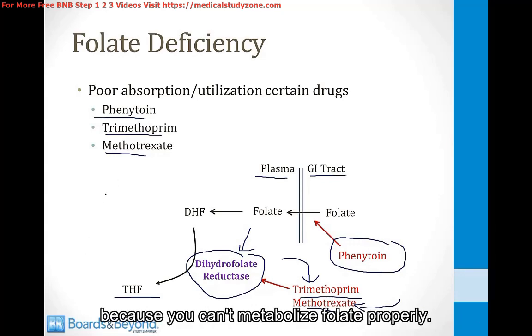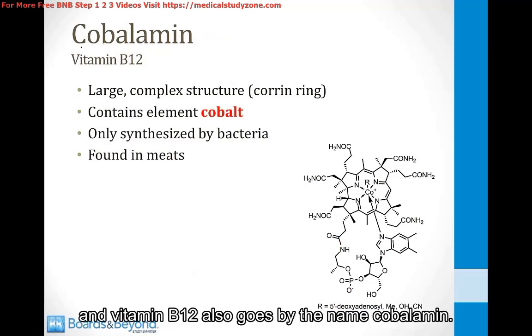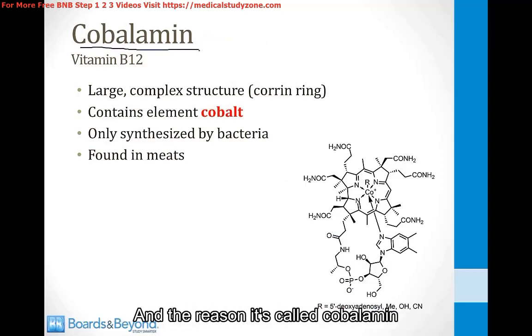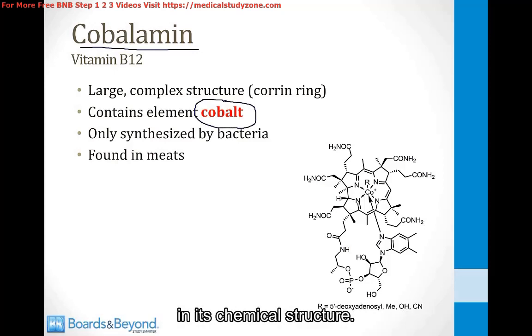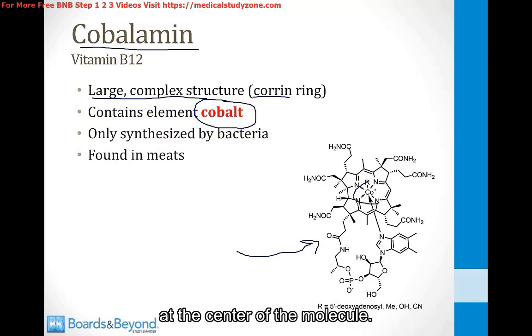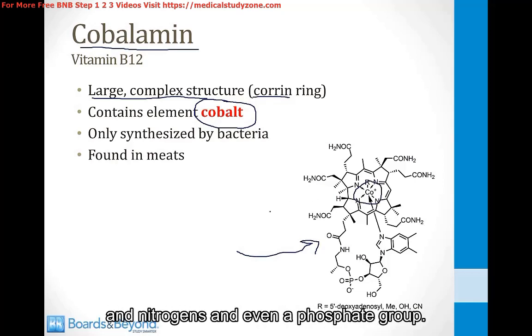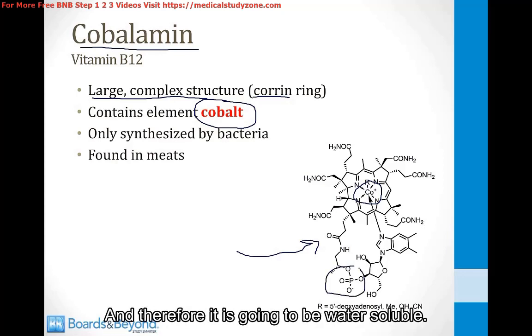Now let's talk about vitamin B12, and vitamin B12 also goes by the name cobalamin, and the reason it's called cobalamin is because it contains the element cobalt in its chemical structure. Vitamin B12 is a large complex structure called a corrin ring. This is a picture of vitamin B12 on the screen. You'll notice that it has cobalt at the center of the molecule. You'll also notice that it has lots of oxygens and nitrogens and even a phosphate group, and therefore it is going to be water soluble.